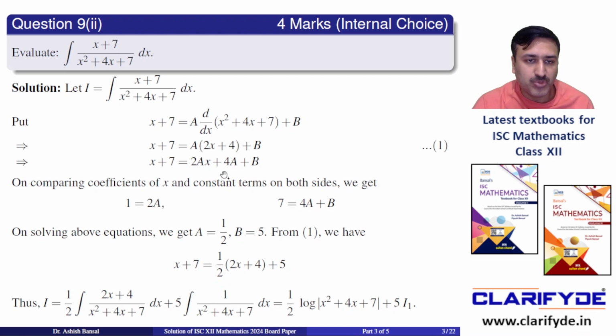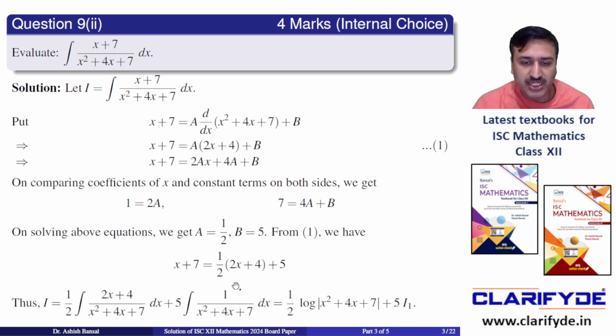Now if we compare both the sides, comparing the coefficients of x and the constant term, we get these two equations. These two equations can be solved to get the values of a and b as half and 5 respectively. We can substitute these values back to get this expression. Now, using this expression, we can write the value of I as the sum of two integrals. If you look at the first integral, the numerator is the derivative of the denominator. So its value is log mod of x square plus 4x plus 7.